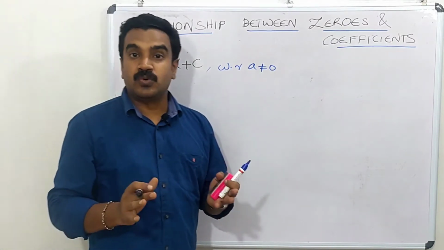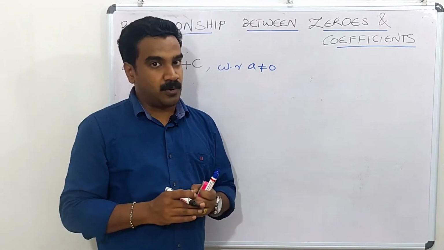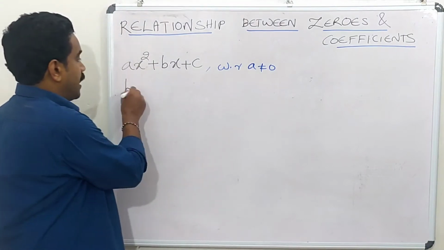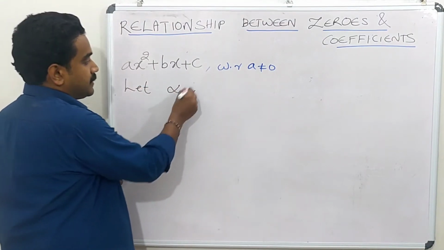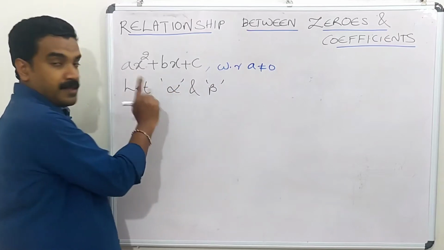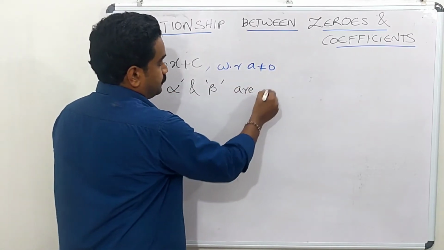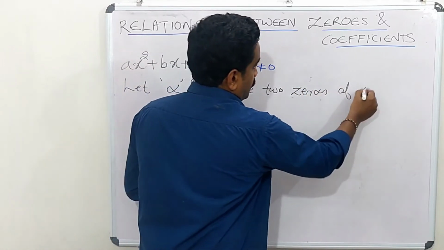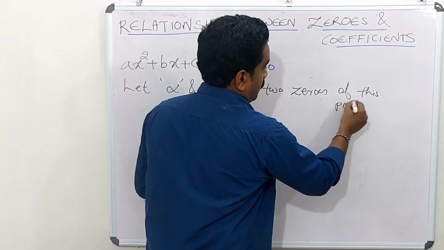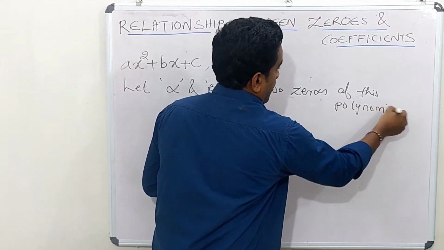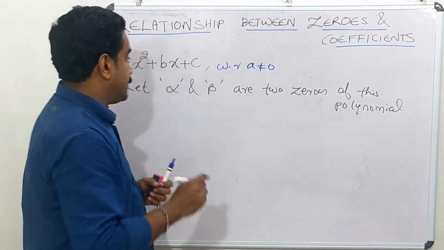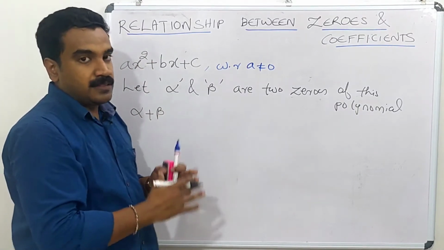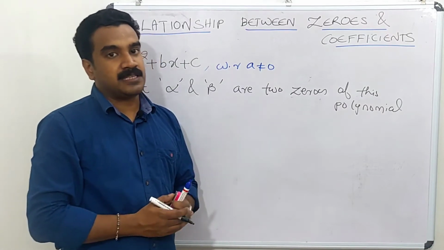So what is the degree of the polynomial? The degree of the polynomial is 2. So definitely we will get 2 zeros for this polynomial. Let alpha and beta be the 2 zeros of the polynomial. Then alpha plus beta, what is alpha plus beta? Alpha and beta are the zeros, so alpha plus beta is the sum of the zeros of the polynomial.